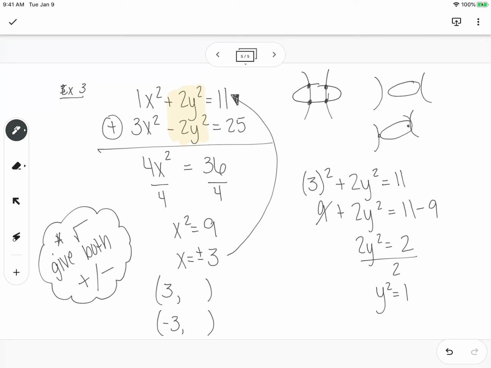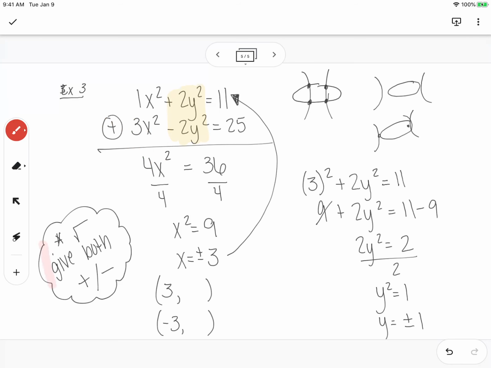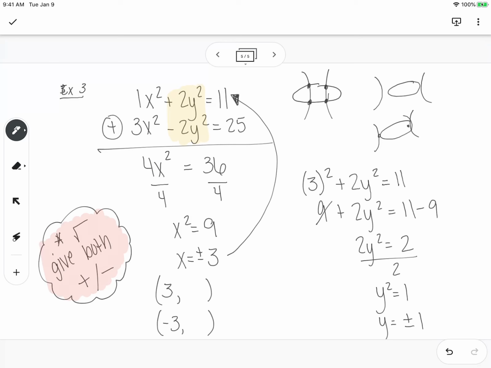How do you take the square off? Square root. So you get y equals plus or minus 1. Again, remember when you are taking these square roots, that you do both, the plus and the minus. All right, so that tells me when I had a 3, I had a plus minus 1. So I have a 3 and a 1, and I had a 3 and a negative 1.